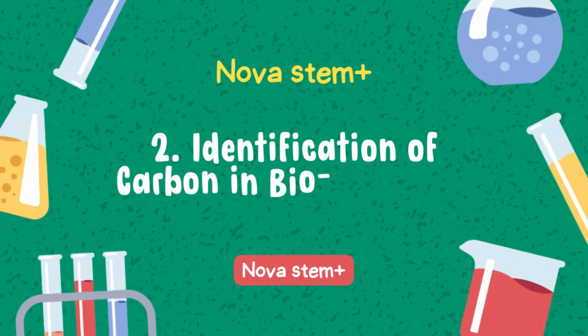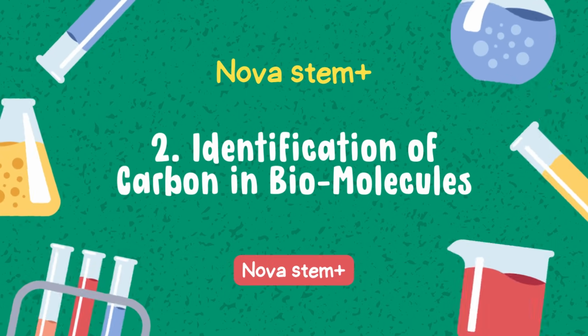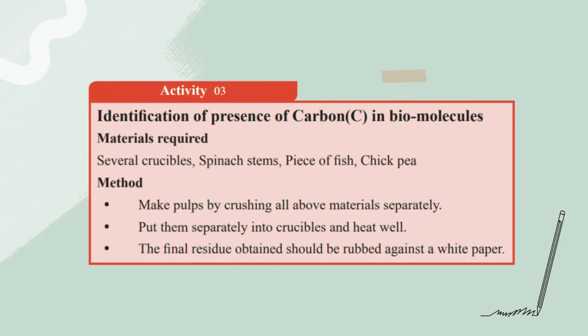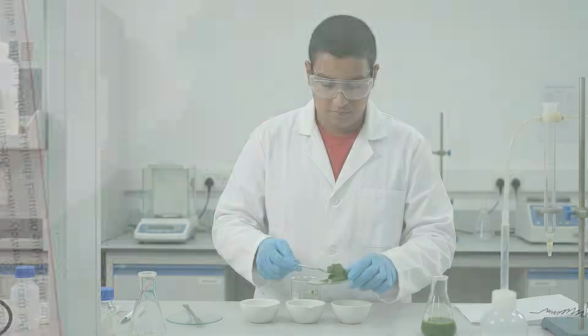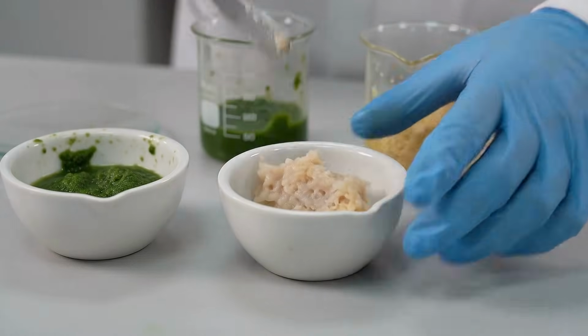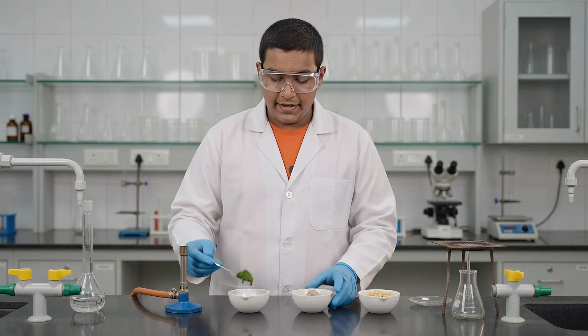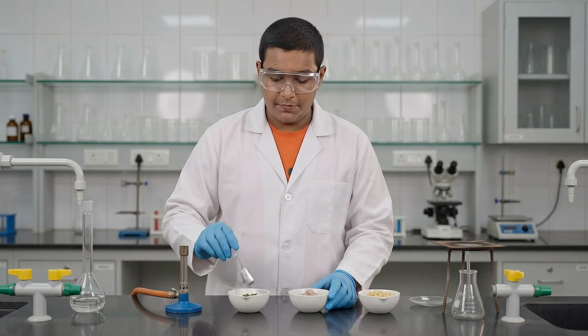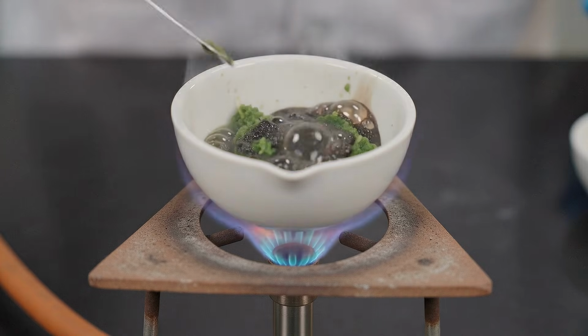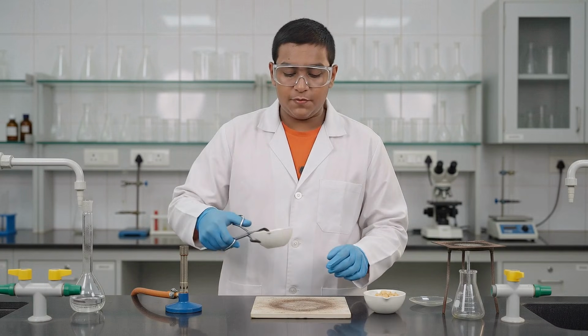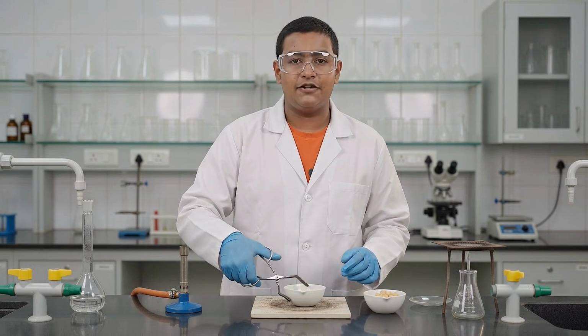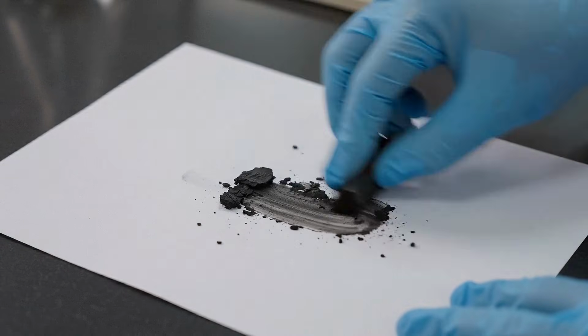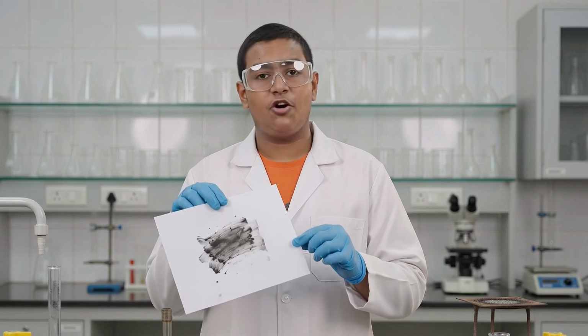Activity 3, which is the identification of the presence of carbon in biomolecules. The materials required for this are several crucibles, spinach stems, a piece of fish, and chickpeas. We begin by placing the ground pulps. Strong heating leaves behind only the black carbon residue, which rubs off easily on paper.